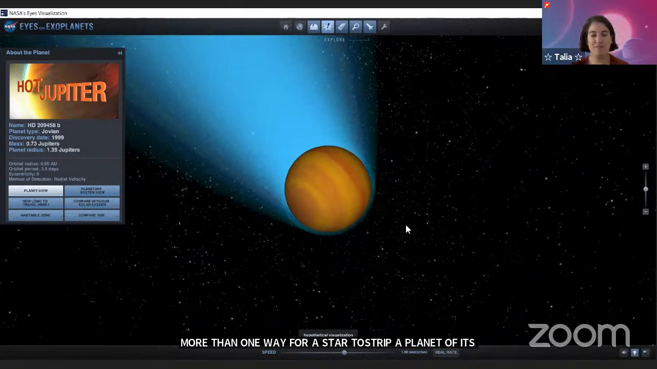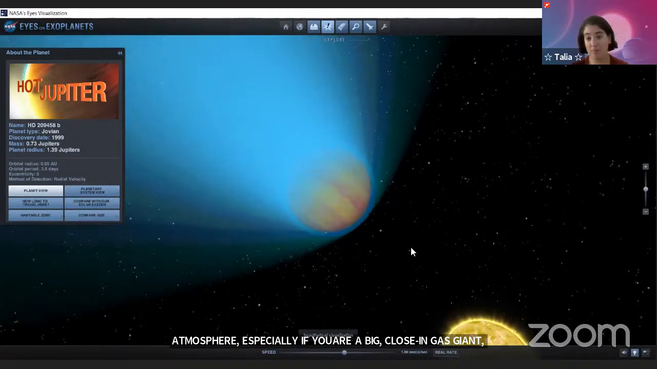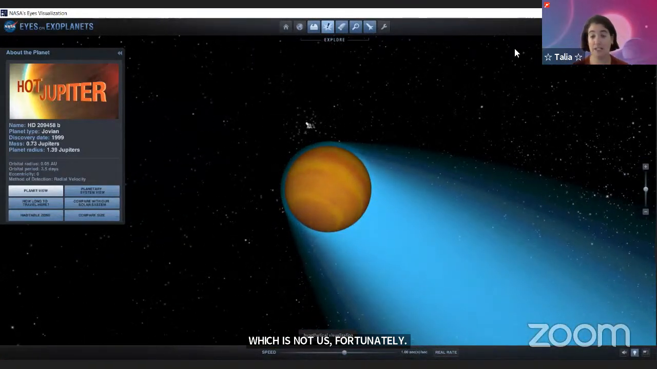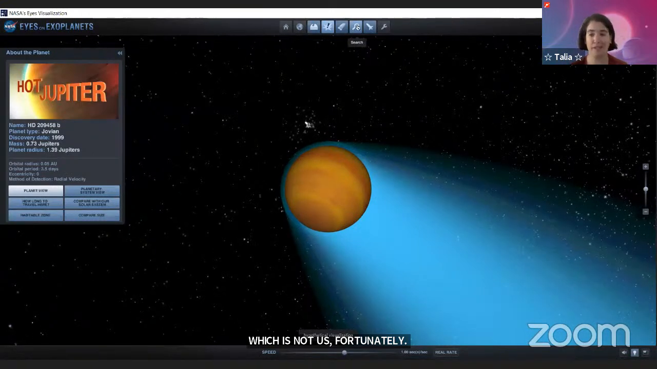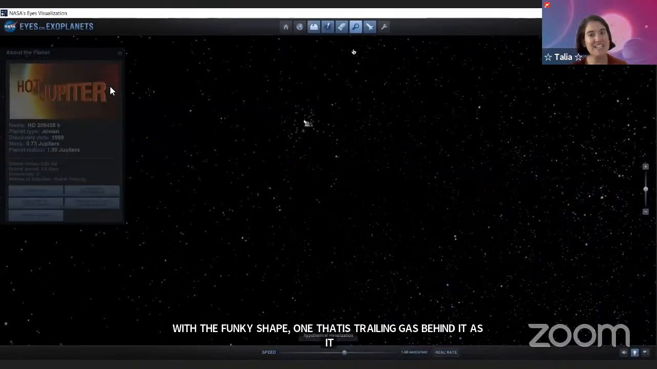Now, those are some funky exoplanets. We got one with a funky color. We got one with a funky shape. We got one that's just trailing a big stream of gas behind it as it slowly loses its atmosphere. No big deal. There's one more system I really want us to visit, though. Katie, can you take us to TRAPPIST-1?